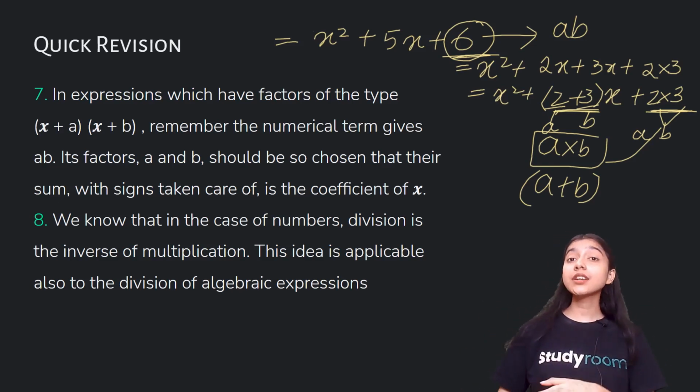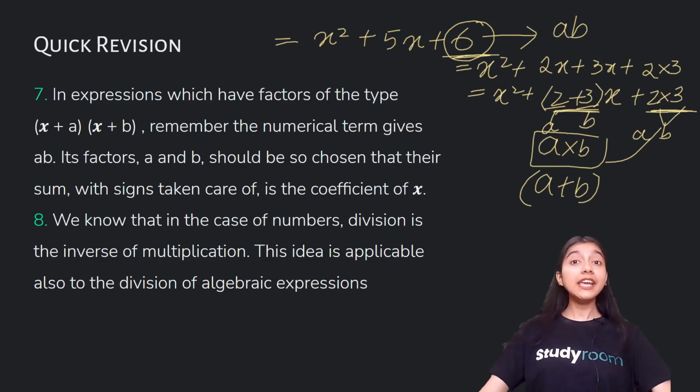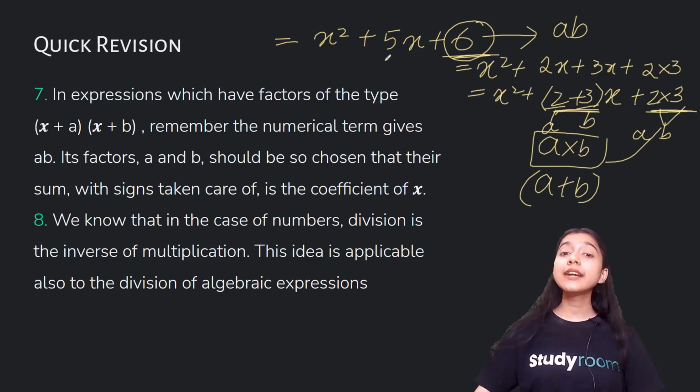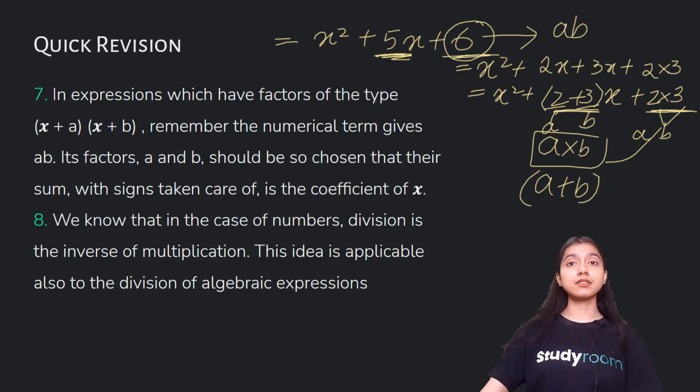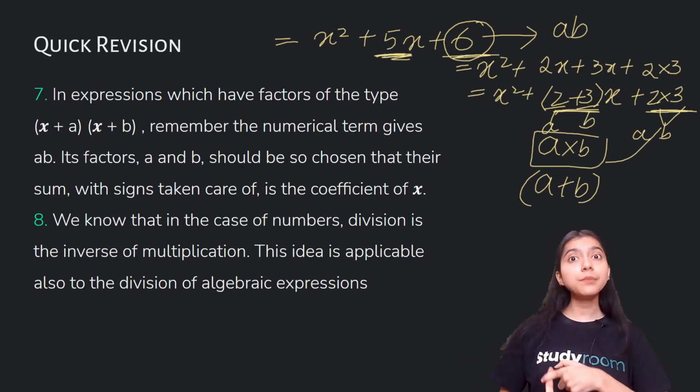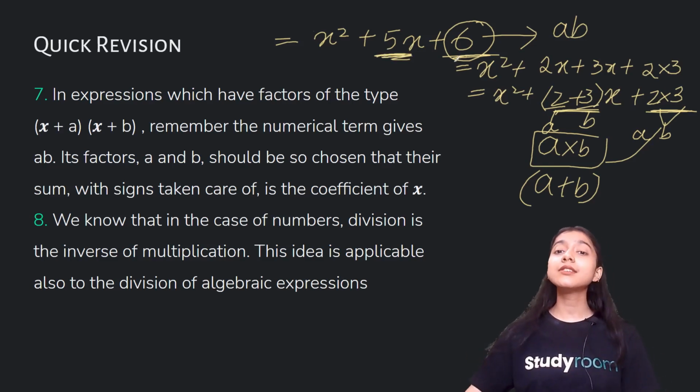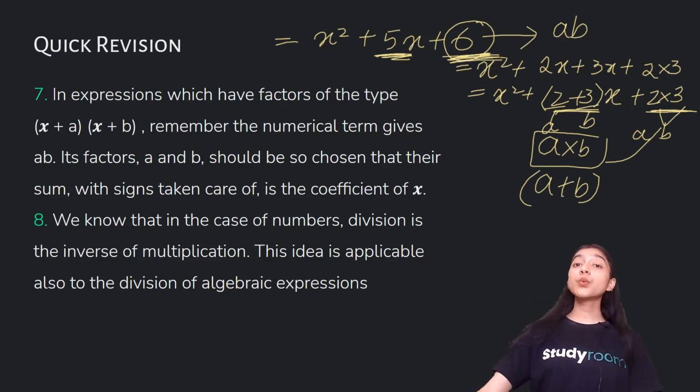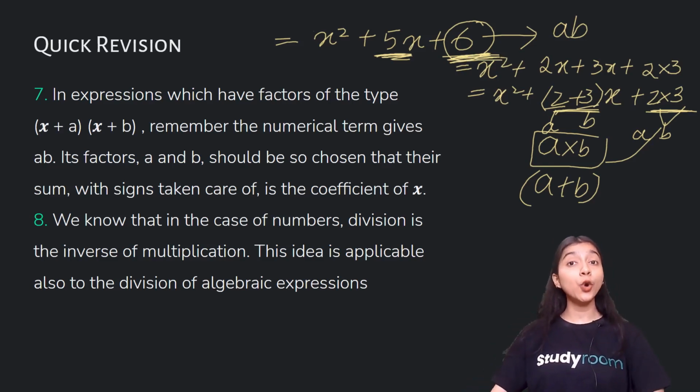So from here we can conclude that when we add up a and b along with the sign, we get the coefficient of this x. And when we multiply a and b with the signs, we get this numerical part. So this was a very important thing in the fourth identity.